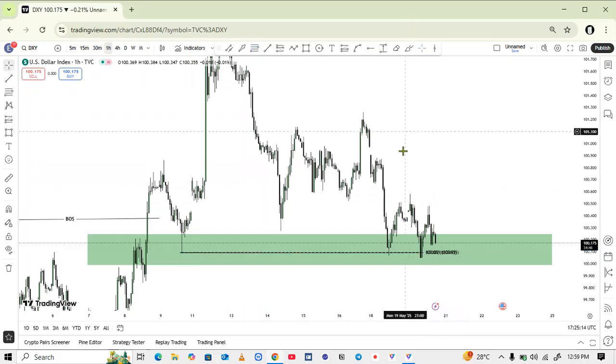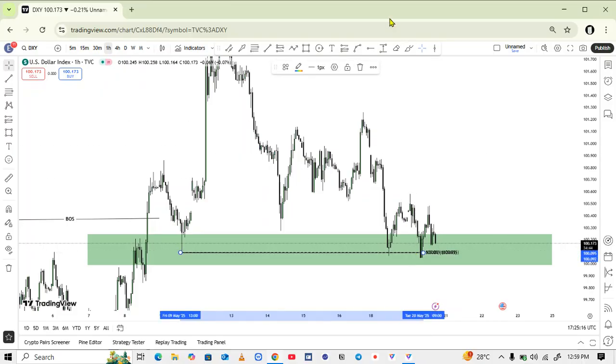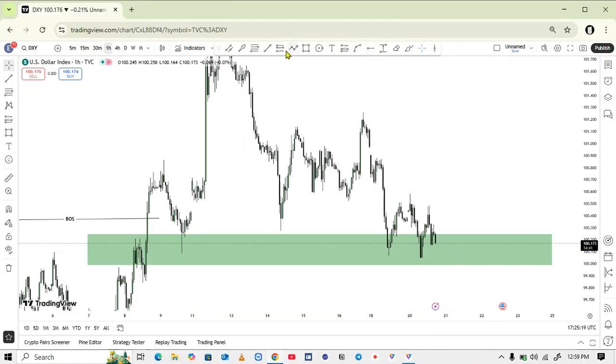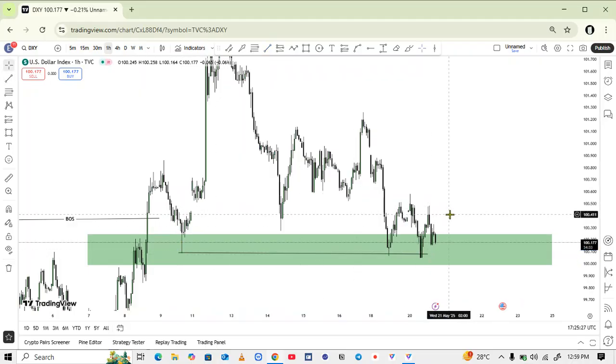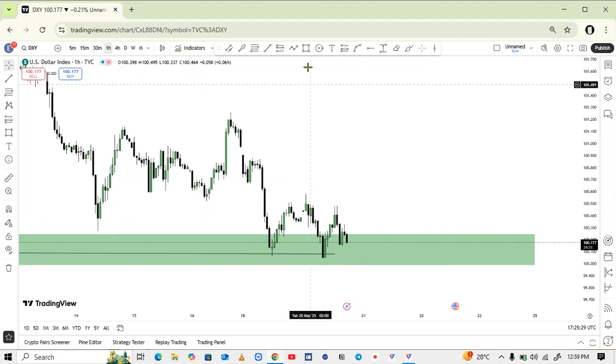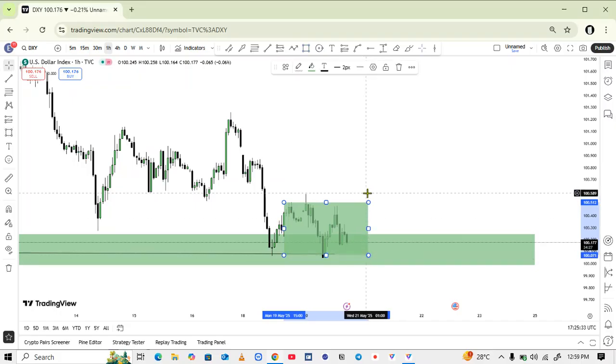What the price did, price came and took it out. It is called liquidity sweep or liquidity raid, or you can even call it turtle soup. Price came and cleared liquidity, and what happened? Price is ranging. You can see how price has been ranging since last week, not giving us a bullish movement, not giving us a bearish movement.